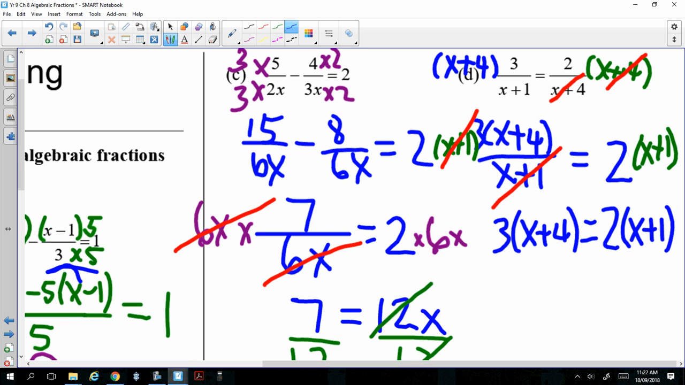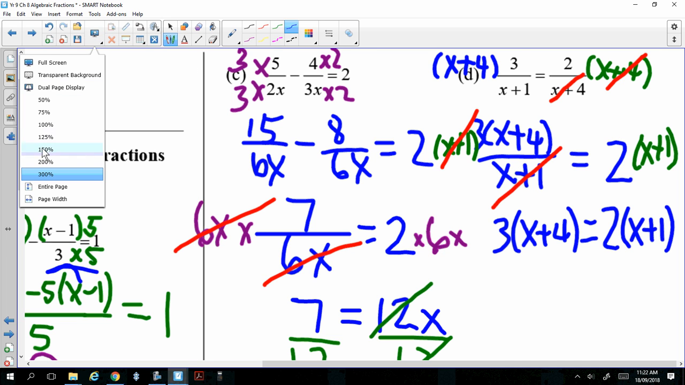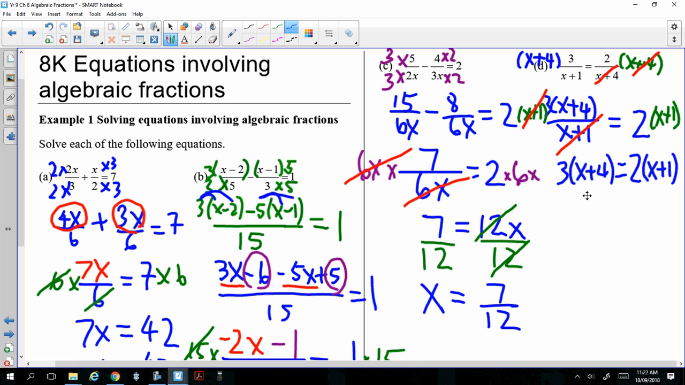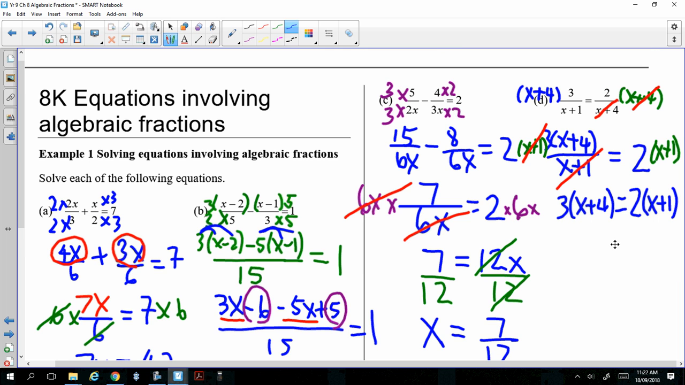So the first step is the hard bit. Everything else is easy because it's something you've done before. You might like to expand, collect like terms. Have a try. How do we expand? You just go like this: 3 times x, 3 times 4, 2 times x, 2 times 1. So you end up getting 3x plus 12 equal to 2x plus 2.